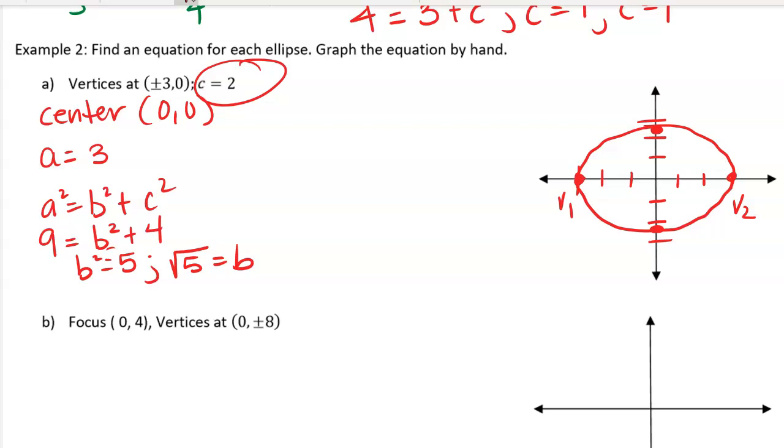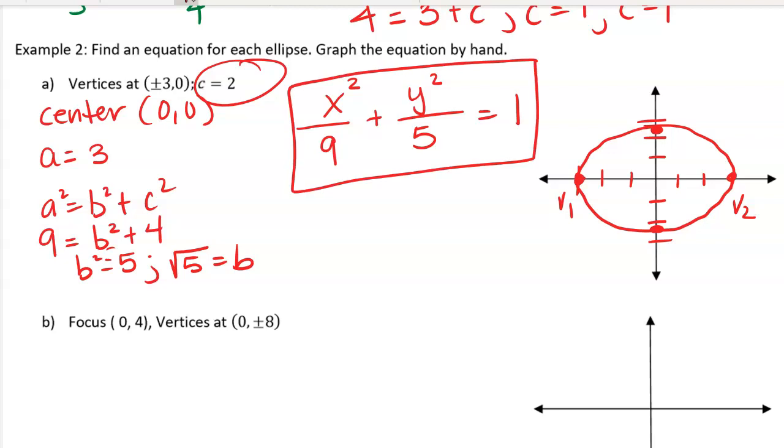Do we have everything we need to write our equation? Perfect. What's h? 0. So can I just write x squared over something plus, what's k? Also 0. So right equals. Okay, what goes where? What's a squared? Right down 9. So where does that go? Under the x. Under the x, okay. And that means 5 goes under the y. Box it up because it did ask for those.